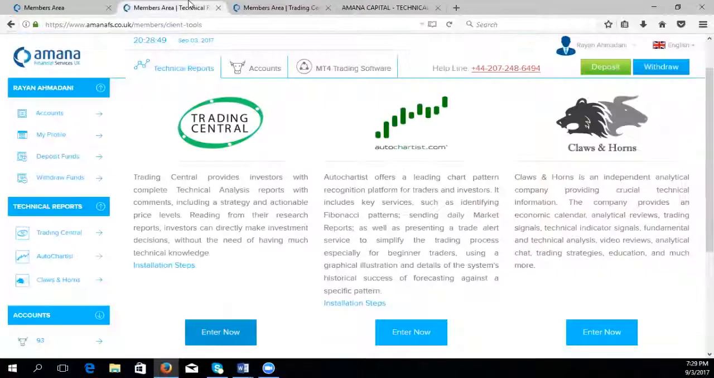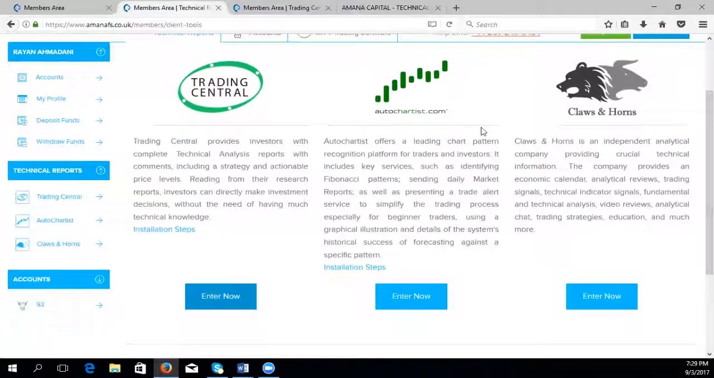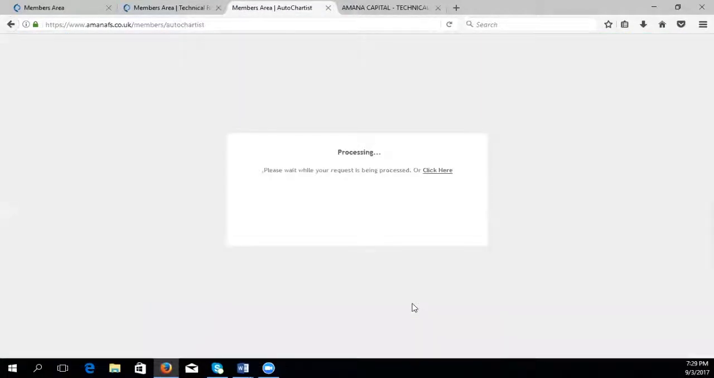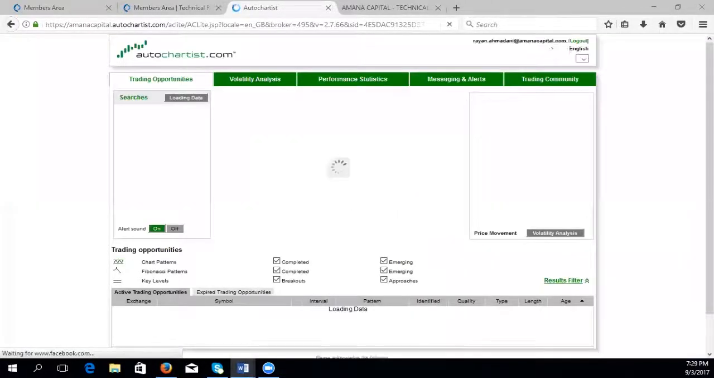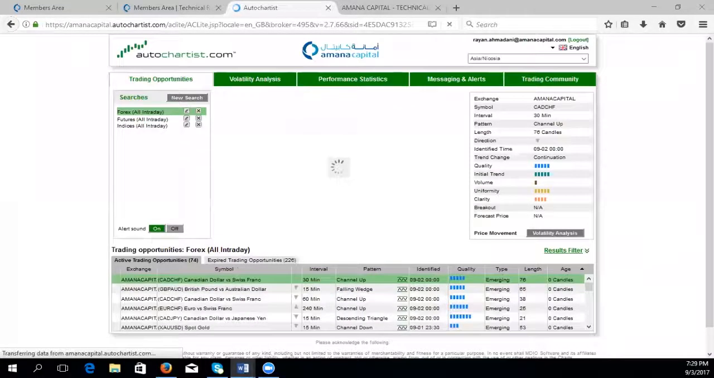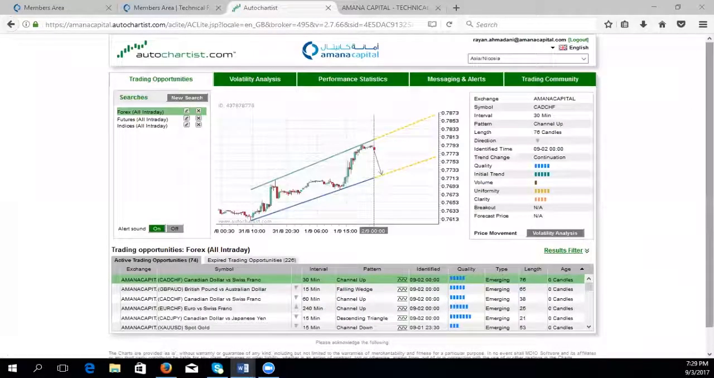Now let's see the next resource, which is Autochartist. Simply go, enter now. And again, it's going to take a few seconds to open. Okay, so this is the Autochartist homepage, and what you need to know about Autochartist is that it will provide you all information related to the chart patterns for pairs in general. So again, it only focuses on chart patterns, and that's it. So let's see here.